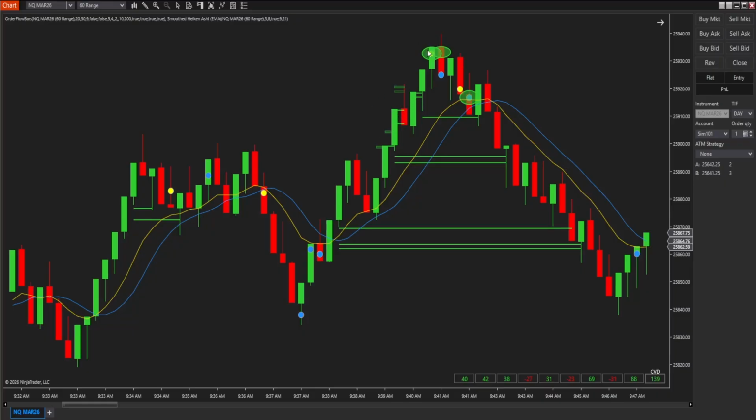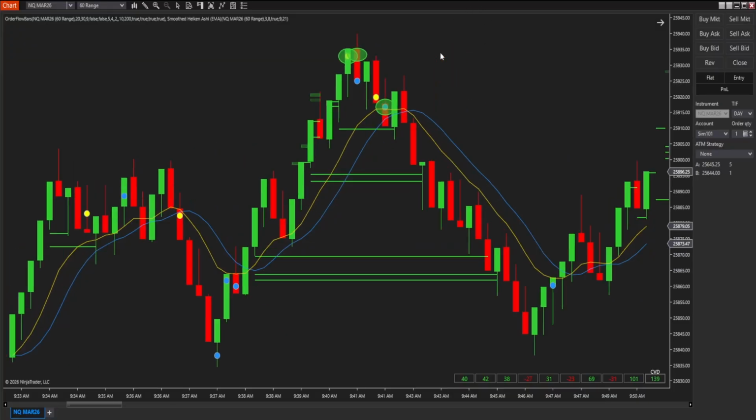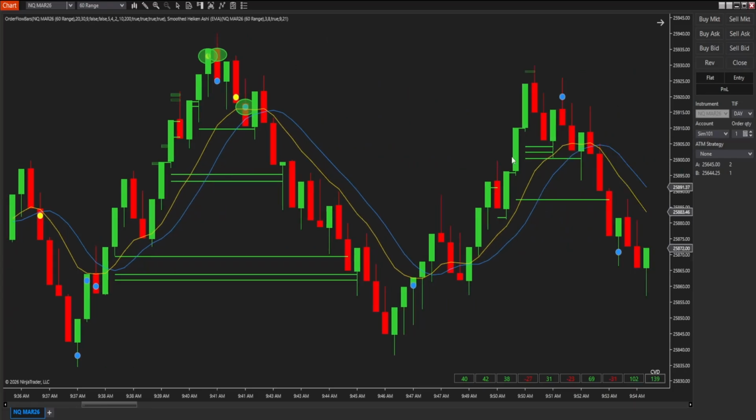Now, we had some large buyers right up in here. I do not buy the top when there are large buyers up here. Maybe later on, if we try to break that area, maybe. But I like looking for them down at the bottom or in the middle of when we're moving up.